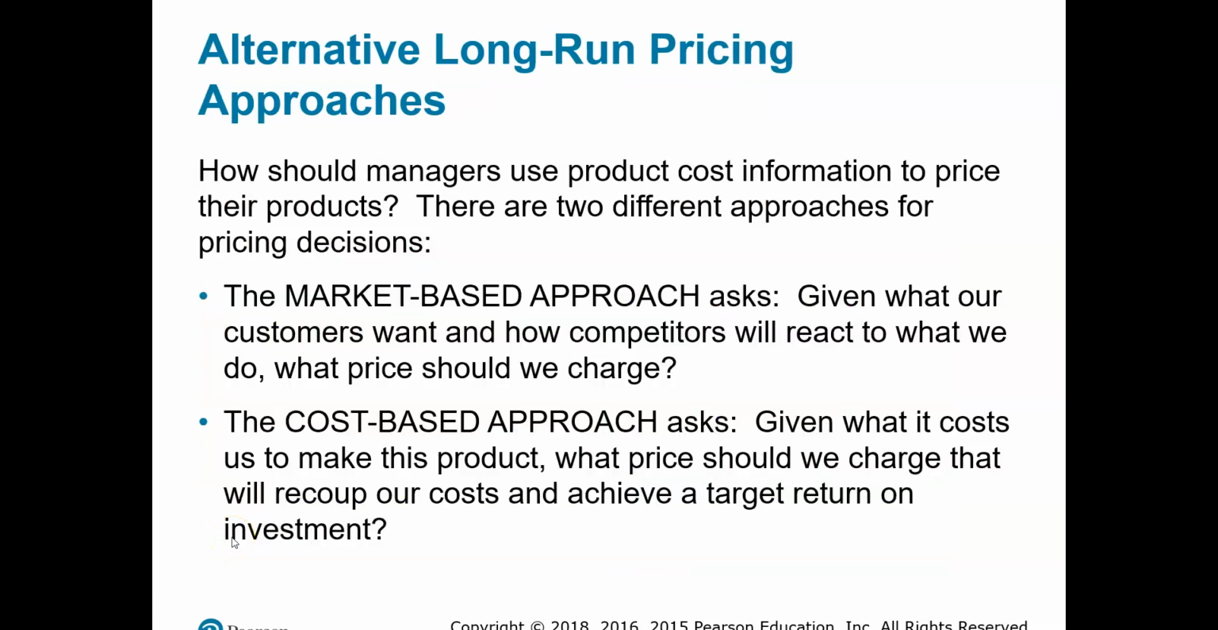So let's take a look at 2 different alternatives in long-run pricing strategies. Now there's really 2 approaches that we could have, and they're kind of like the opposite ends of each other. The market-based approach asks, given what our customers want and how competitors will react to what we do, what price should we charge? The cost-based approach says, given what it costs us to make the product, what price should we charge that will recoup our costs and achieve a target return on investment? So what's the difference between the two?